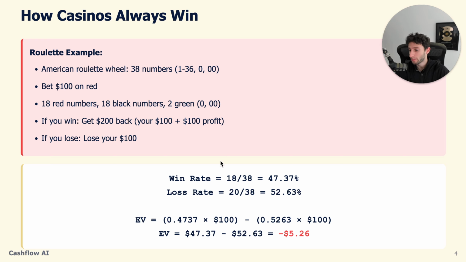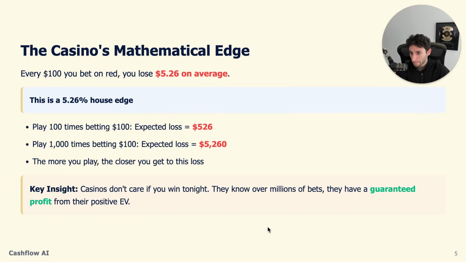Now you can do the simple math here, right? The win rate: there are 18 chances you could win out of 38 different numbers. That's about 47%. Your loss rate is about 52.6%. If you multiply it out, you can see that your EV ends up being negative $5.26. That means on every $100 bet you put on red, over the long haul, you are expected to lose $5.26 on average.